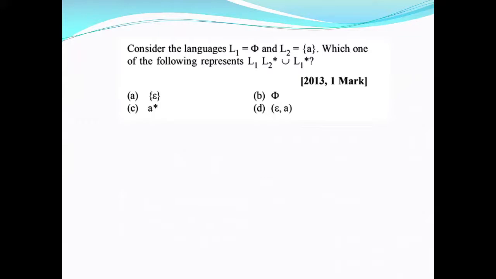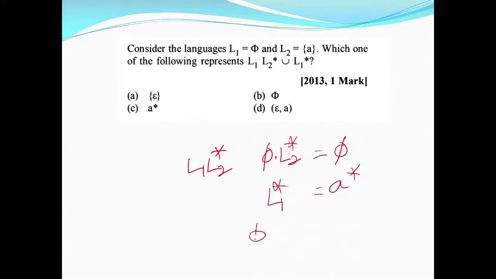Now consider the language L1 equal to 5 and L2 equal to A. Which one of the following represents L1, L2 star union L1 star? So first let me see what is L1, L2 star. Union means plus. So what is L1? L1 is 5. 5 concatenated with anything is 5. Then L1 star. L1 is A. So L1 star is A star. So what I get is 5 union A star. So what do you get? Result is A star. So your answer is C.